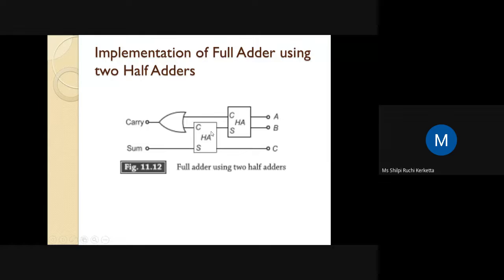Just remember the circuit. You have to put A, B in the first half adder, and the sum part we will put as the input of the second half adder, and this C input will go to the second half adder, and directly we will get the sum, and both the carries we have to OR. So we will get the carry. So it will also give the same output. Okay, this is from the book, so just remember the circuit. If you are asked for a full adder using two half adders, you have to draw this circuit.